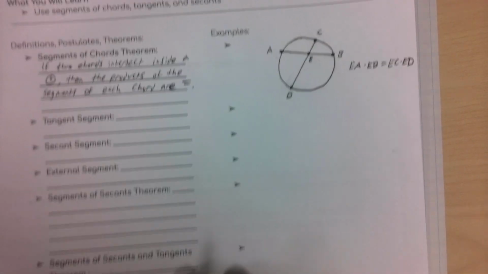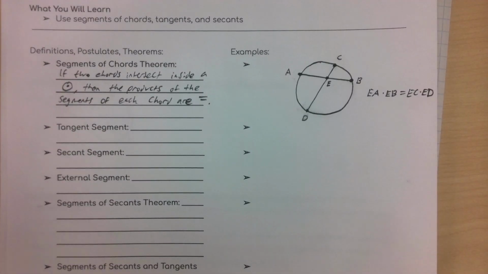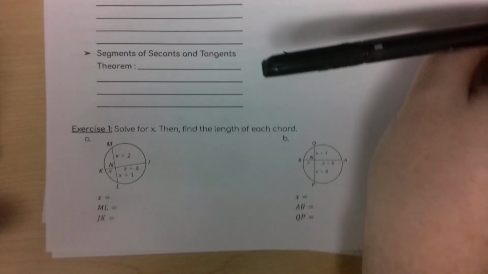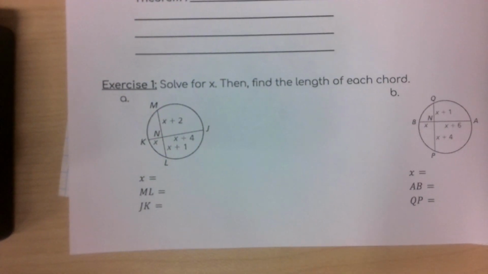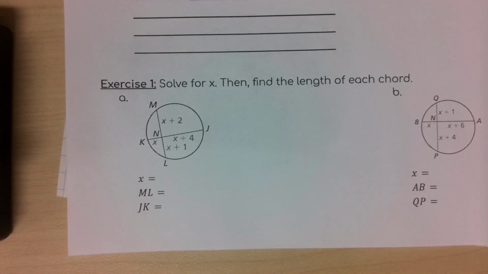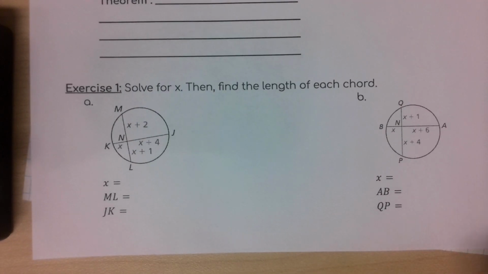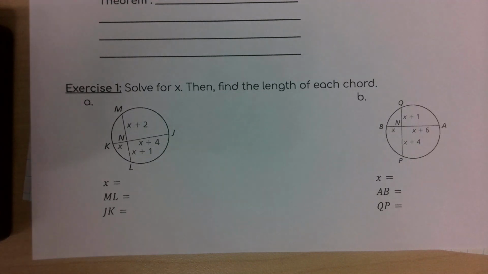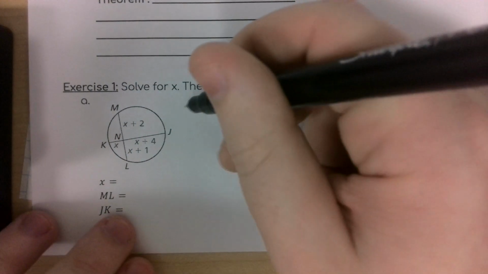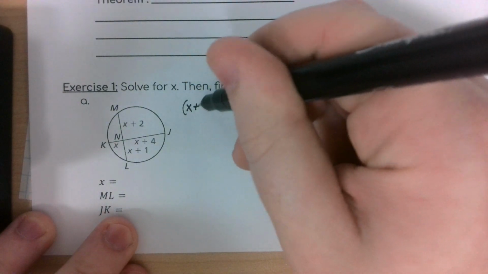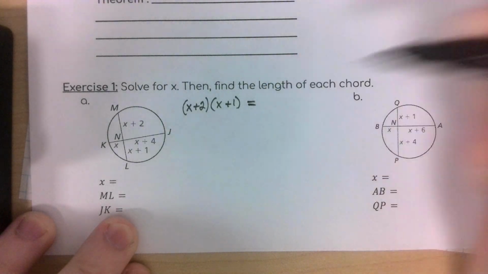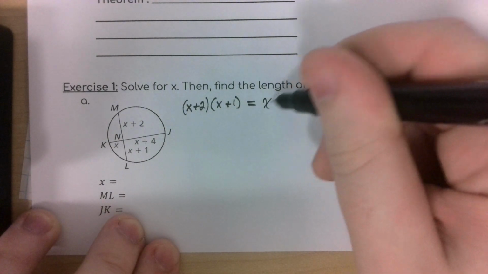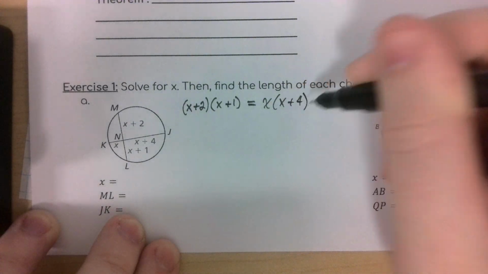Something that is a little bit crazier is what happens at the bottom of this page of our notes. So if we take a look here, all of a sudden, we've got something a little different, a whole different beast. Exercise 1 asks us to solve for x and then find the length of each chord. We know that the segments of each chord can be multiplied together and set equal to each other. So we can say x plus 2 times x plus 1 equals x times x plus 4.